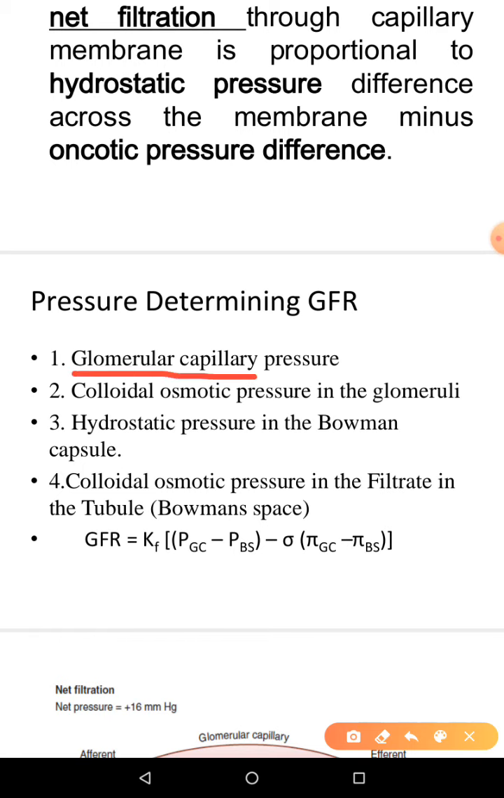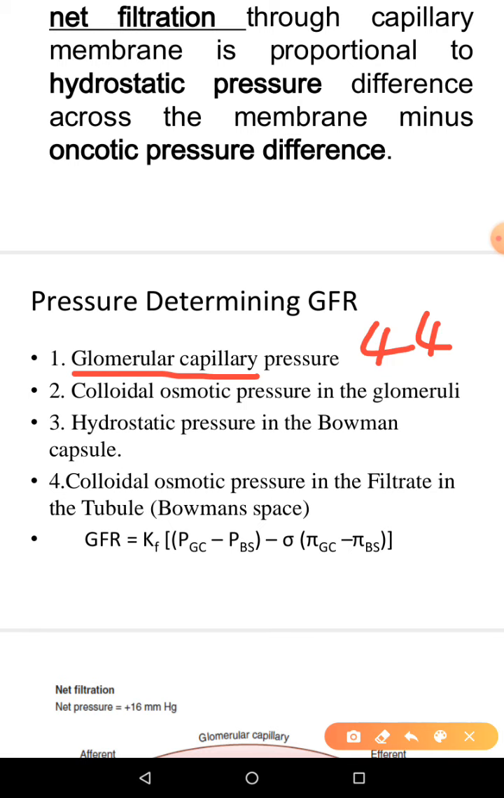Glomerular capillary pressure means the hydrostatic pressure, the actual pressure, which is determined by what? By the pumping action of the heart. It is called the hydrostatic pressure in the glomerular capillaries. So, what can we say about the glomerular capillary pressure? This is a force which favors filtration. When compared with the systemic capillaries, the glomerular capillary pressure is relatively high. It's about 45 millimeters of mercury.